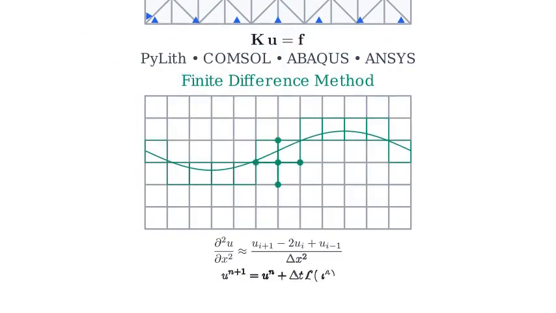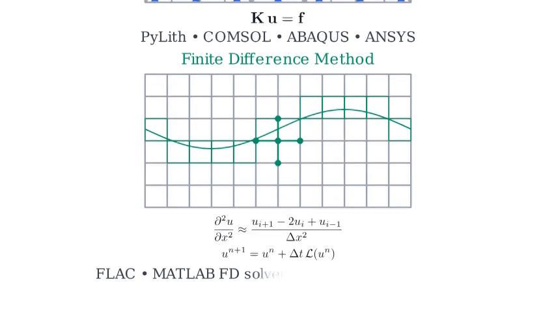Finite difference method. FDM lays a regular grid and replaces derivatives by differences between neighbors. It is straightforward and fast for simple geometries. Curved interfaces on a rectangular grid can stair-step unless special coordinates are used. Here is a 5-point stencil for the Laplacian. Explicit time marching updates the state. U at n plus 1 equals U at n plus delta t times the operator. FLAC is a classic grid-based code used for fold and fault evolution with large strains.